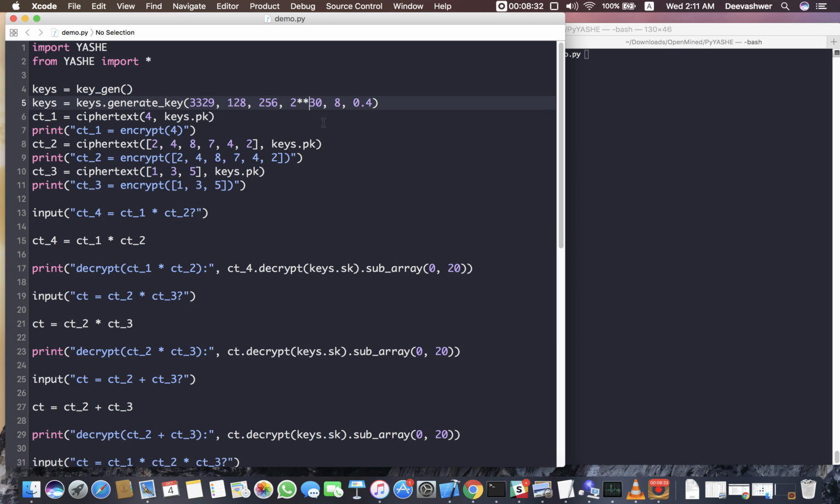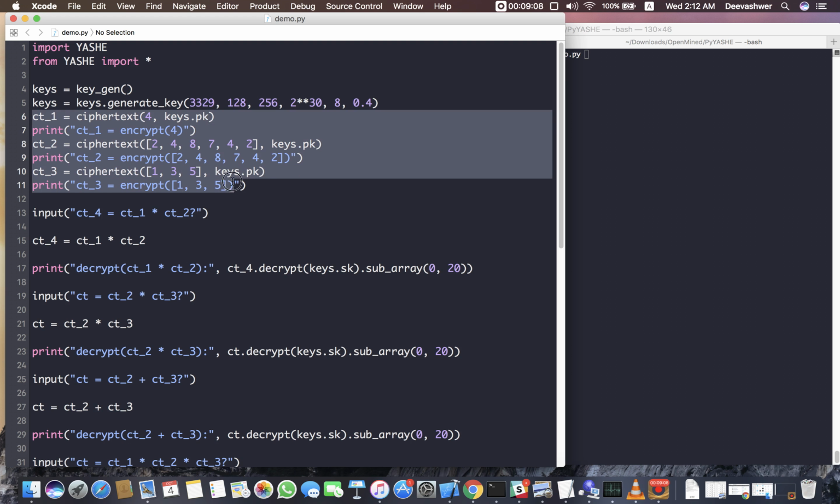Now this is another additional parameter that PyYASHE uses, or YASHE uses. If you increase this parameter, it leads to more efficient implementations, but it in turn leads to less multiplicative depth. So it's a trade-off between multiplicative depth and the speed of your implementation. And instead of using one parameter for the error distribution, it uses two, one for the secret key and another one for the errors associated with each ciphertext.